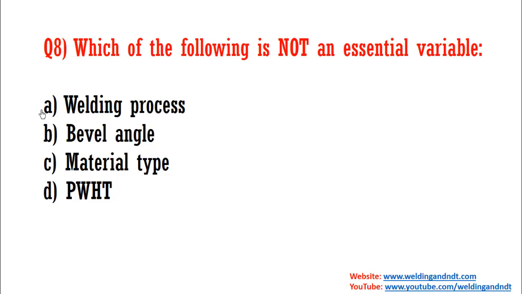Now question number 8, which of the following is not an essential variable? So you have welding process. See, welding process is an essential variable. Whenever you change the welding process, then you have to requalify your WPS. The option D, material type, this is also an essential variable. Whenever you change the material type like P number, group number, then you need to requalify your WPS. And PWHT is also an essential variable, and hence we are left with bevel angle. So the answer will be B, bevel angle. Bevel angle is not an essential variable.